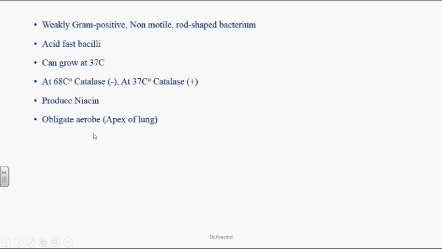aerobe. We can see this organism, the majority of the time, in the apex of the lung causing infection, and it is a facultative intracellular parasite. This organism replicates very slowly. It has a very slow generation time, that is 15 to 20 hours.